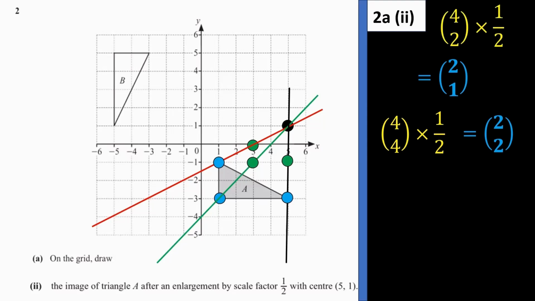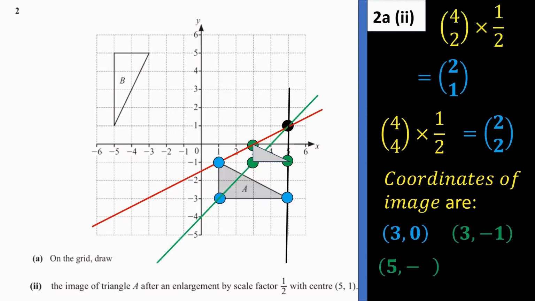And so now, after we are done with this, we put the triangle. We use the line to connect the 3 points to give us our triangle. Okay, and so we look at the coordinates of the image. That's this new triangle that we produce, which is the image of triangle A. What are the coordinates? 3, 0, 3, -1, and 5, -1. Hope this explanation is clear enough. You can replay this video until you fully understand this concept.